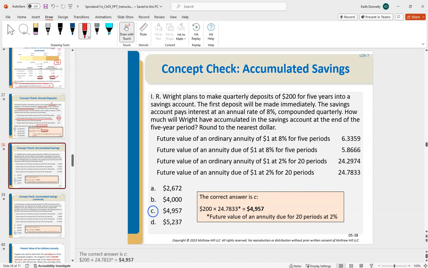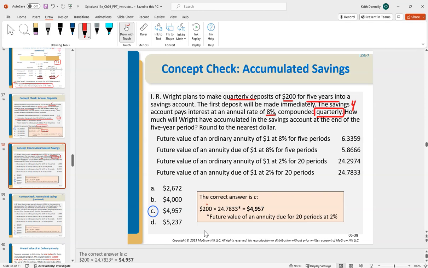This one says IR Right plans to make quarterly deposits of $200 for 5 years into the savings account. The first payment will be made immediately. The savings account pays an annual rate of 8% compounded quarterly, so 4 times. How much will they have accumulated in the savings account at the end of the 5-year period? So essentially, hey, we're putting some money in a bank account. Can you please tell us what this bank account will be worth in the future?